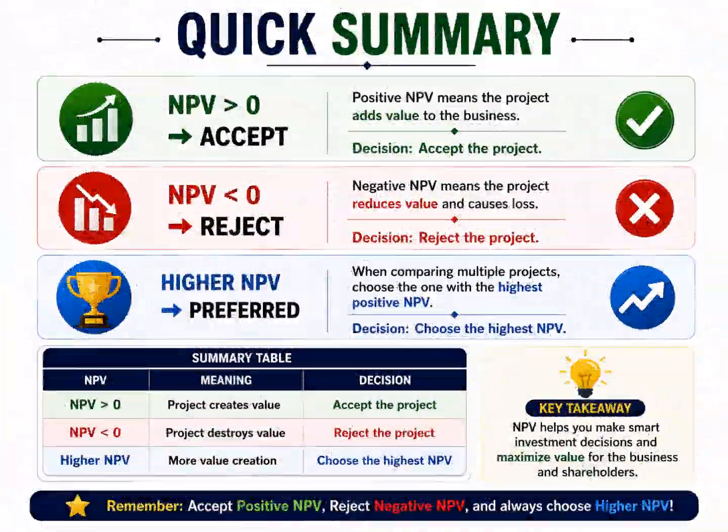Please revise today's entire lesson. If NPV is greater than zero, accept the project. If the NPV is equal to zero, the project is indifferent. If the project NPV is lesser than zero, let us reject. And in the case of mutually exclusive projects, the higher NPV project should be selected.